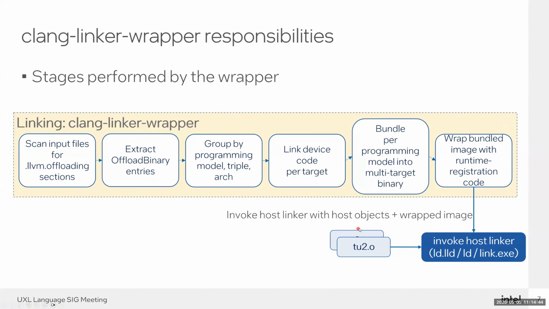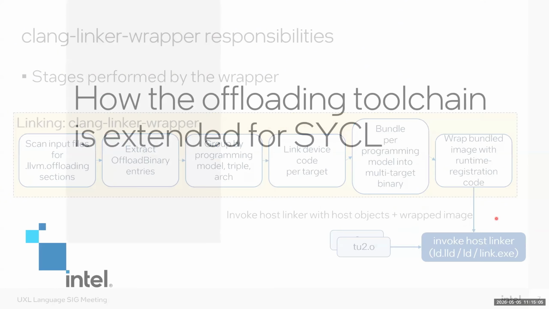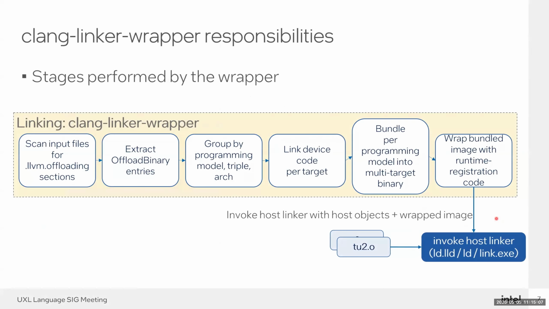And then it wraps the bundled image with runtime registration code. And then it calls the host linker with host objects as an input, and with this wrapped image as an input. And the host linker links everything together into the final binary. So this is the vanilla Clang linker wrapper based workflow without SYCL additions.